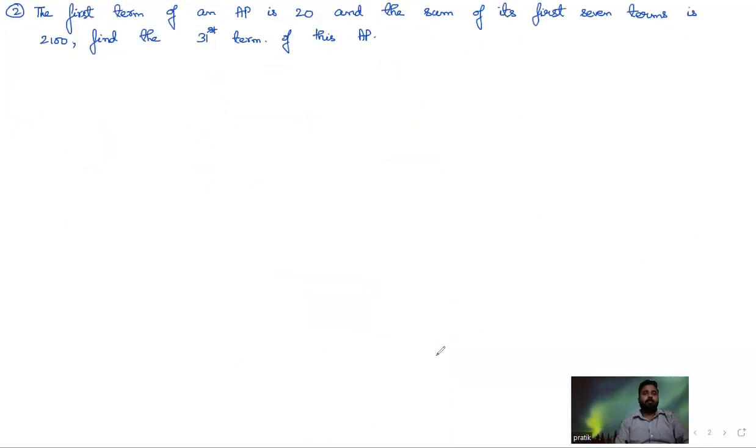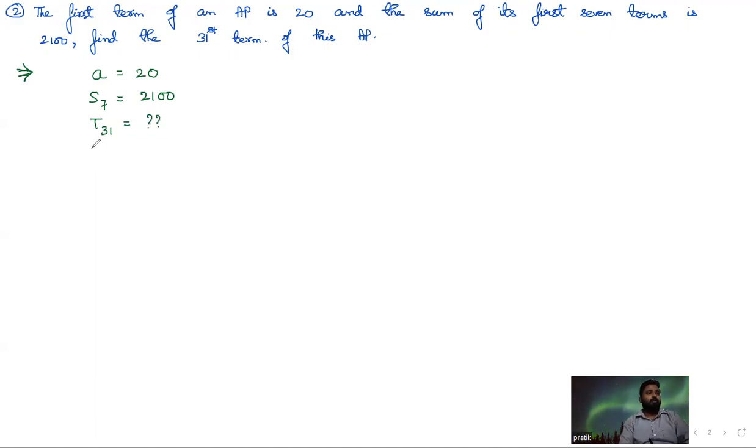Going ahead with the next type of question. The first term of an AP is 20 and the sum of the first 7 terms is 2100. So what they have given is the first term, which is A, as 20, and the first 7 terms, that is S7, is 2100. What should I find? I should find T of 31. So always write whatever is given and whatever is being asked. It becomes easier to identify.